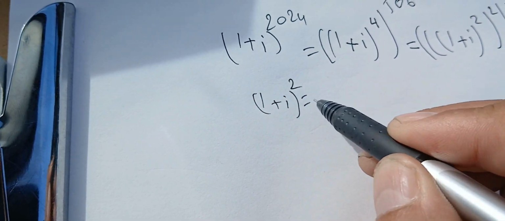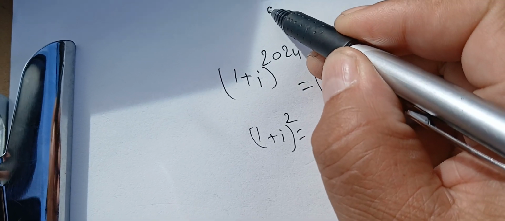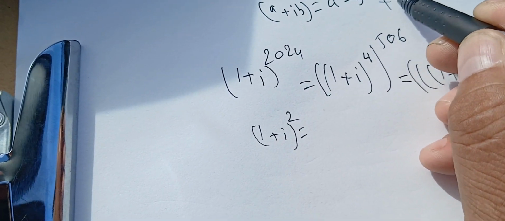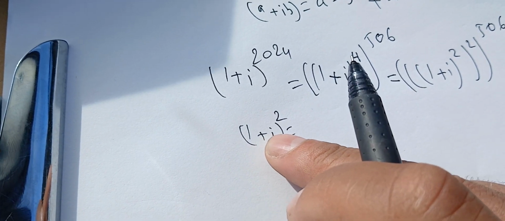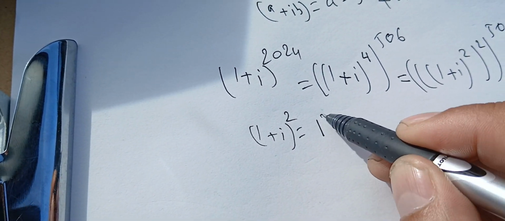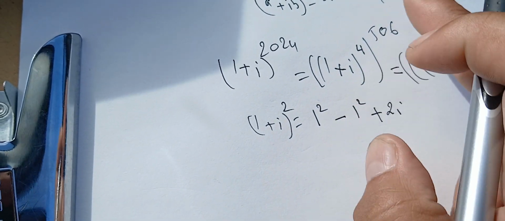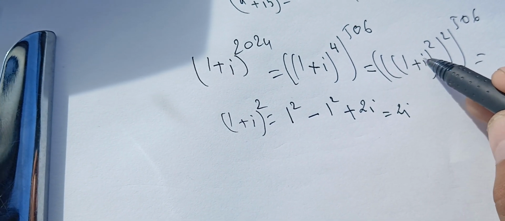(1 + i) squared is, using the regular algebra, or just the fact that we know that (a + ib) squared is a squared minus b squared plus 2iab. We can use this fact here, given that a is equal to b is equal to 1 in this case. So we get 1 squared minus 1 squared plus 2i, because a times b is just 1. So we get 2i. Okay, now let's go back here and plug the value of (1 + i) squared. So we get (2i) to the power 506.